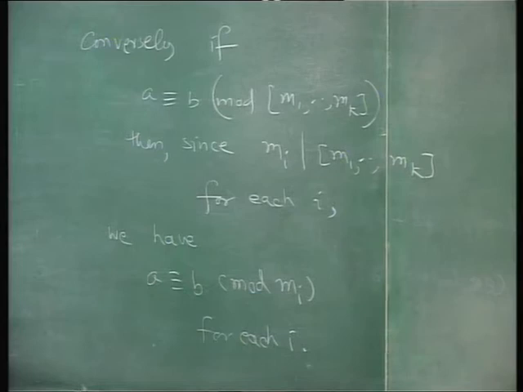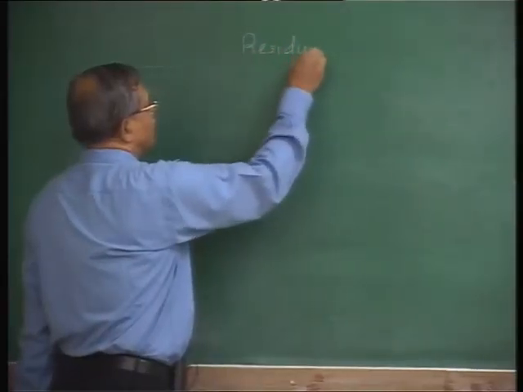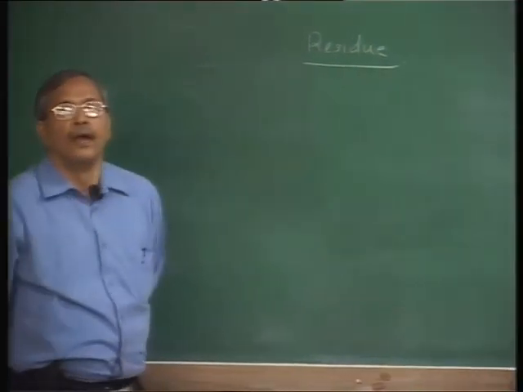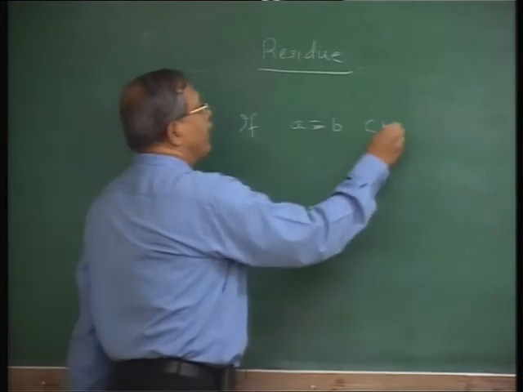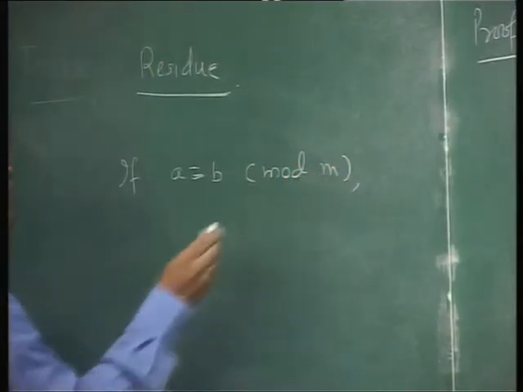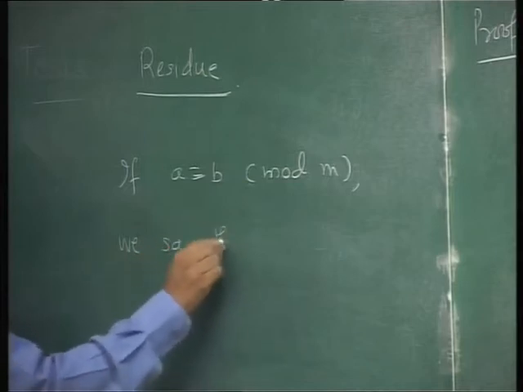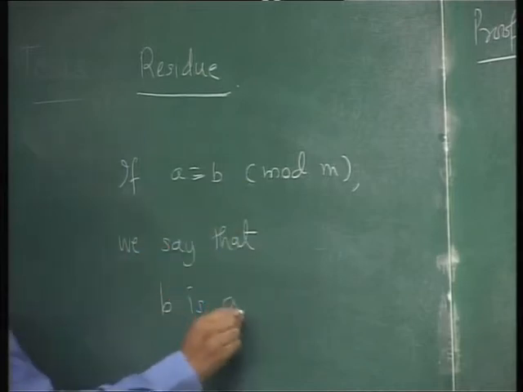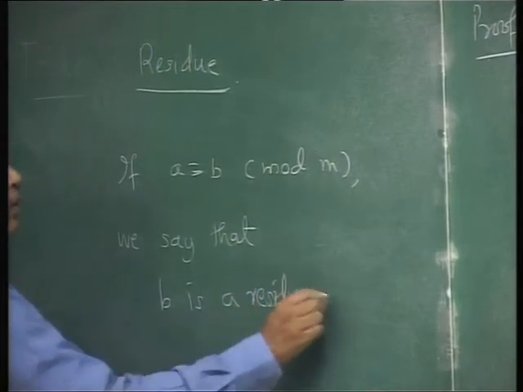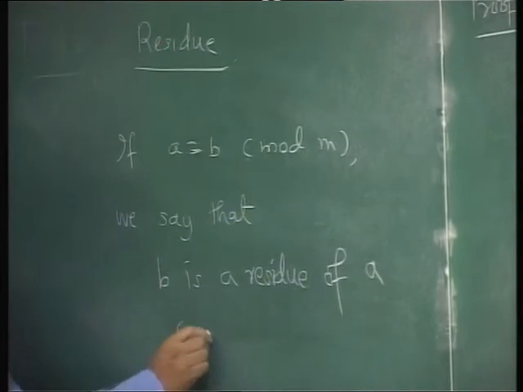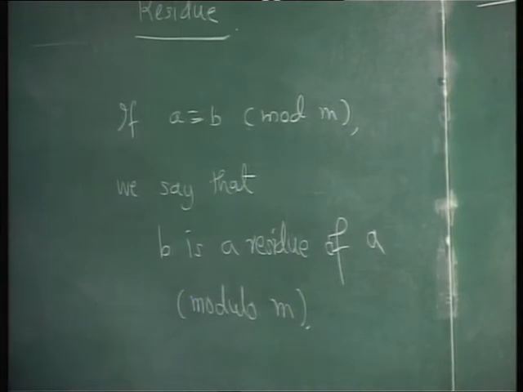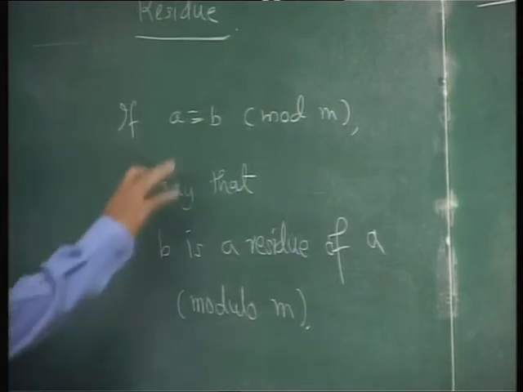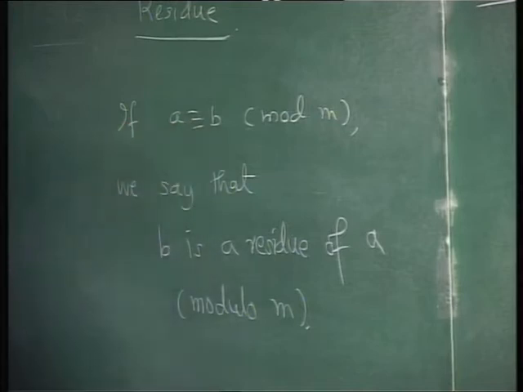Now we shall study the concept of residue. So if A congruent to B mod M, we say that B is a residue of A modulo M. B is a residue of A mod M. The standard example of a residue is the remainder.